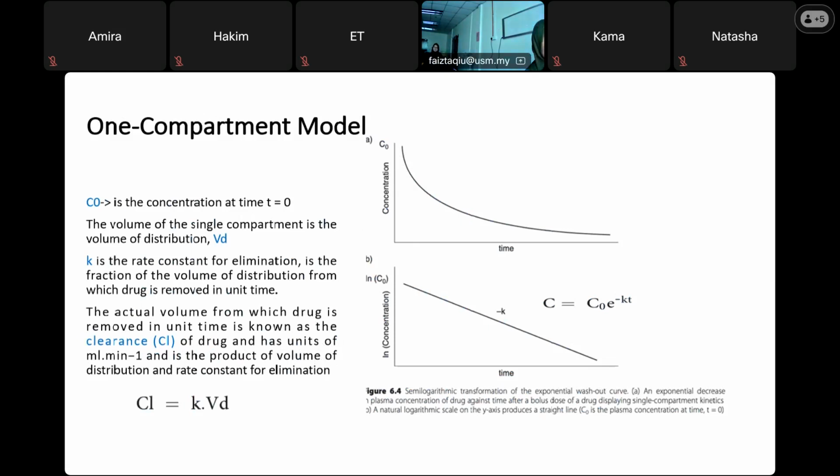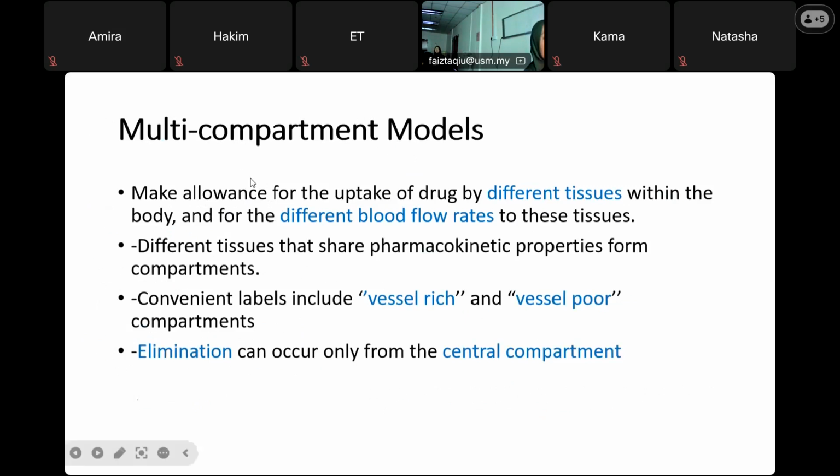So for the multi-compartment models, it makes allowance for the uptake of the drug by different tissues within the body and for the different blood flow rates. The different tissues that share pharmacokinetic properties form the compartments. The convenient labels include vessel-rich and vessel-poor compartments. And elimination can only occur from the central compartment.